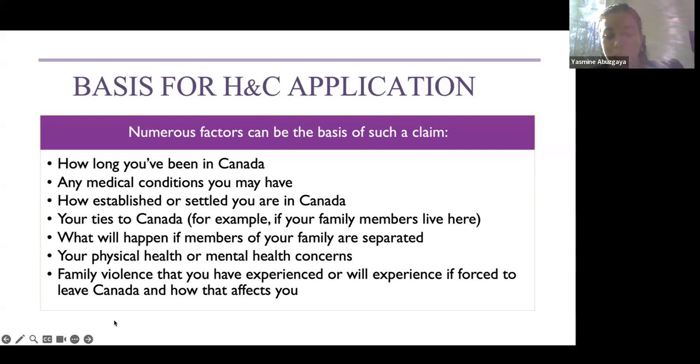So just to be clear, in terms of the actual H&C application, there are 3 main elements that an officer would focus on when making a decision. 1, what is the extent of the applicant's establishment? 2, will the applicant and any dependents included face any hardship if removed from Canada? 3, will the return of the applicant to the country of origin affect the best interest of any child? Okay, now at this point, we're going to go over briefly each of these elements separately and the factors that you would need to consider when preparing the application to address each of these.